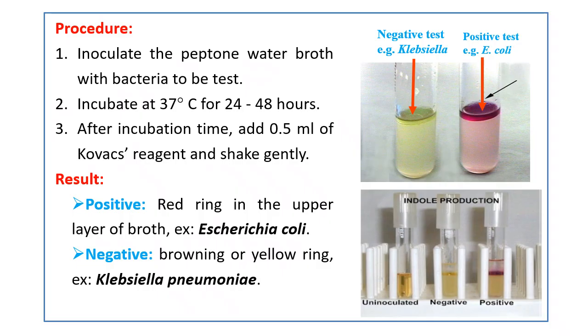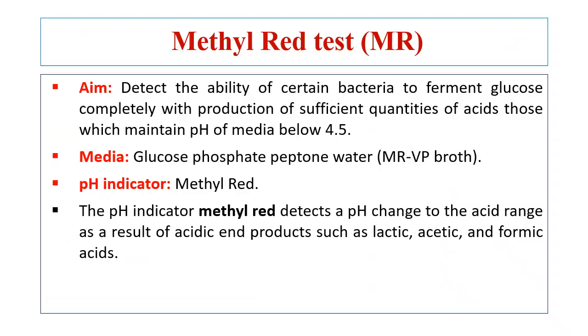Why does this happen? This media, peptone water broth, contains the tryptophan. If the bacteria have tryptophanase, it breaks down the tryptophan and produces indole. After we add the reagent, we see it as a red ring at the top. That means the bacteria have the ability to produce indole, like E. coli. And that's all about the indole test. We move to the next test, which is called the methyl red test.